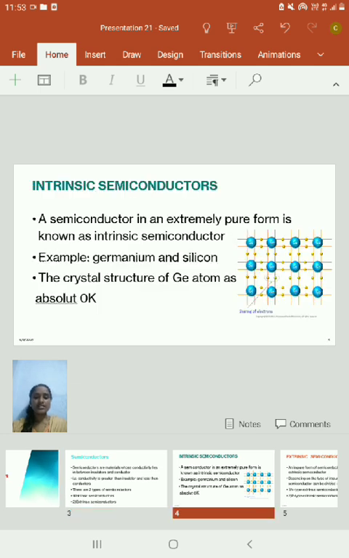Intrinsic semiconductors. A semiconductor in an extremely pure form is known as an intrinsic semiconductor. Examples are germanium and silicon. The crystal structure of the germanium atom is shown at absolute 0 Kelvin.